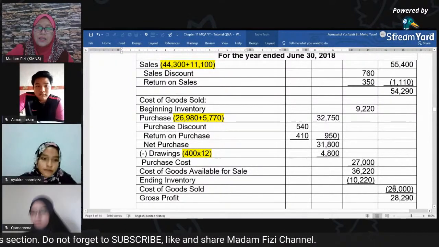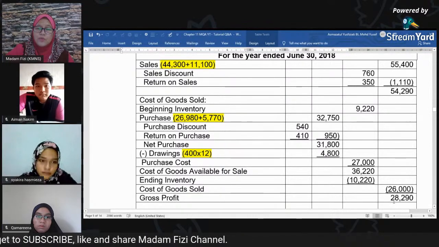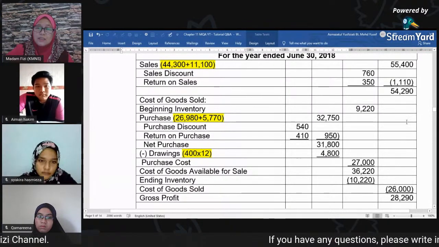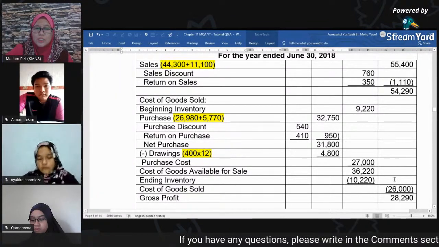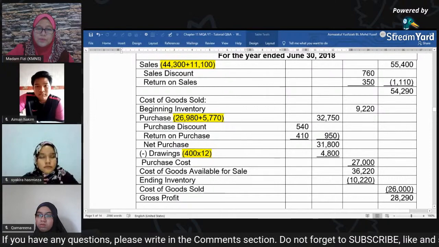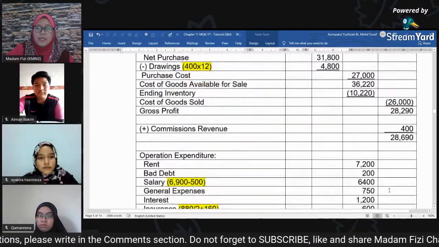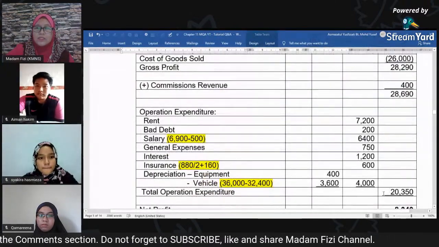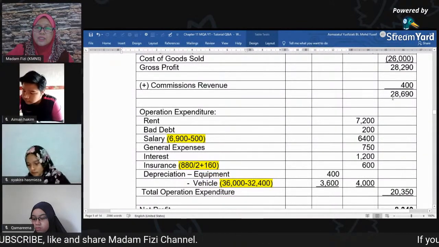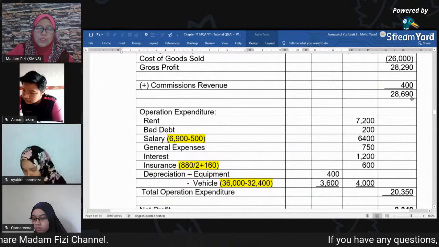Then you get gross profit because sales is bigger than cost of goods sold. So the gross profit is 28,290. Okay, and then we have a commission revenue here. So you put 400. Okay, so total is 28,690.